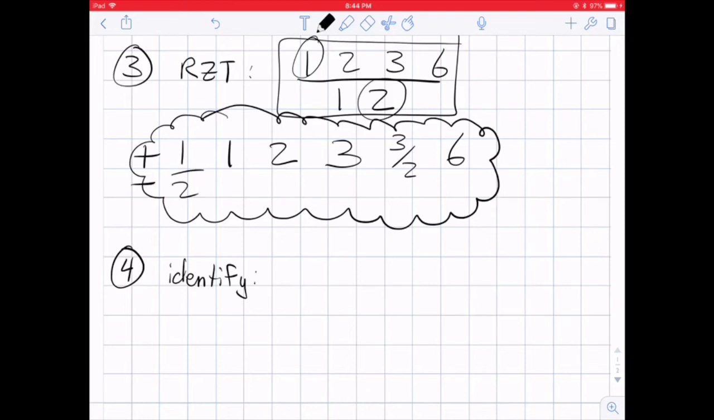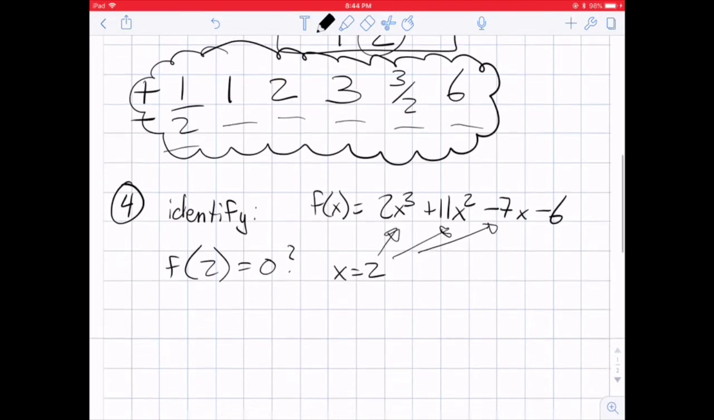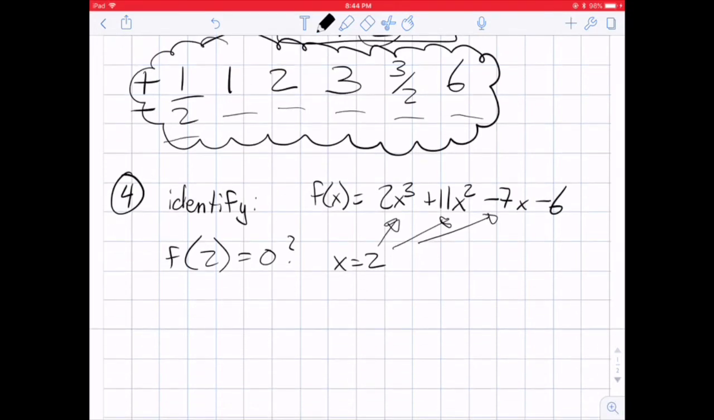I prefer to go through my list and plug it into the formula. Remember that f of x is 2x cubed plus 11x squared minus 7x minus 6. So I will go through and I'll take each of these numbers and I'll plug it into the formula, because if f of 2 is 0, say, then I know that x equals 2 is a root. It's a 0 for this polynomial. And I just take the number and plug it into each of the x spots and see what I get. In this case, though, I'm pretty sure 2 is not a 0. Let's plug it in and try it.